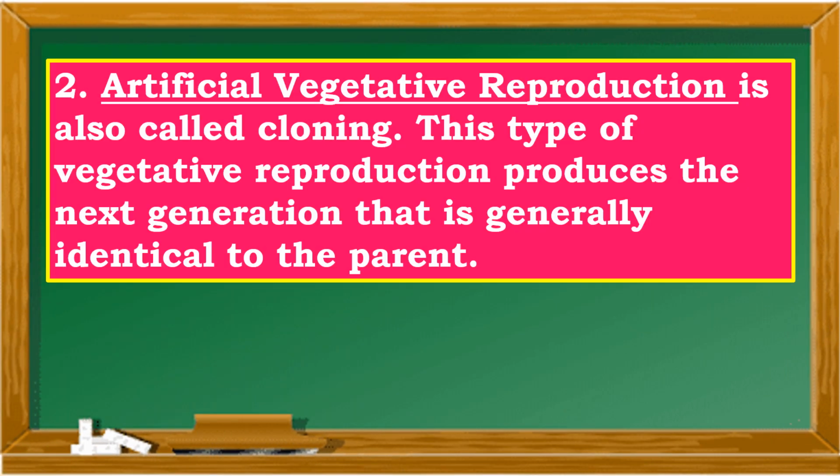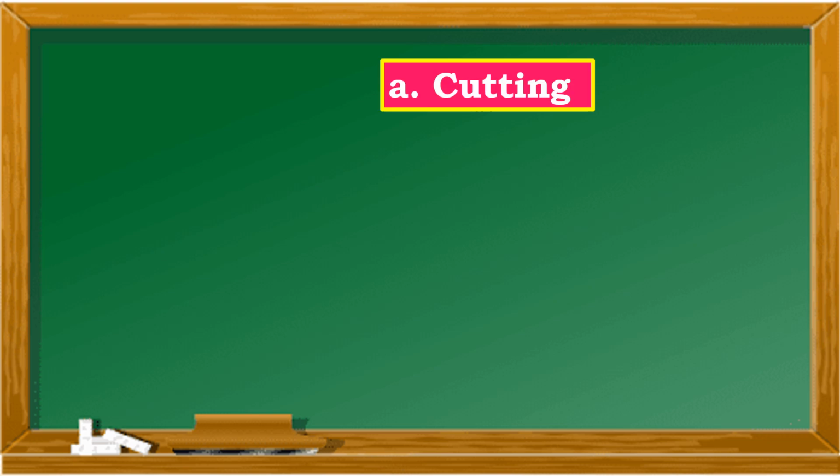The next method of asexual reproduction is artificial vegetative reproduction. Artificial vegetative reproduction is also called cloning. This type of vegetative reproduction produces the next generation that is generally identical to the parent. One way of artificial vegetative reproduction is cutting.